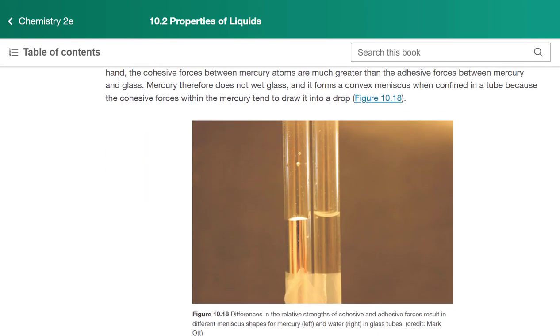So here we're looking at some differences between mercury and water. And this is something we've known all semester, because when you measure the volume of water, you measure the bottom of the meniscus. Okay, so we know that this exists. When water is in a glass tube, it will tend to bend up towards the surface of the tube. When mercury is inside of a glass tube, it doesn't do that. It bends downward.